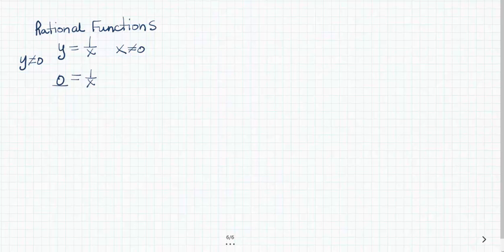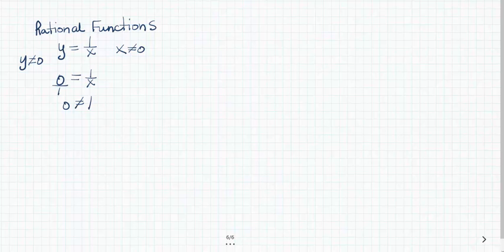If we do that, we can cross multiply. 0 times x is 0, but 1 times 1 is 1, and that's not true. So we can't solve for x when y is 0. So we have two restricted values. X can't be 0 and y can't be 0. The effect on the graph is called an asymptote.